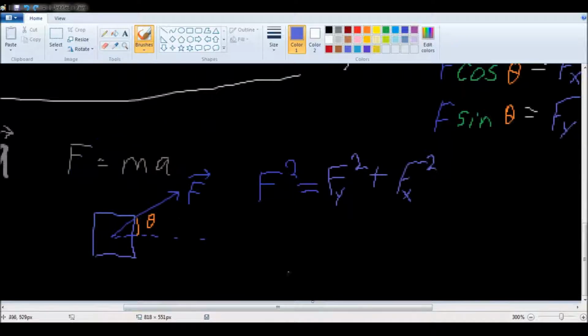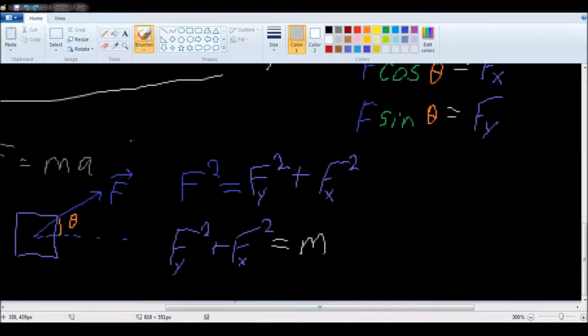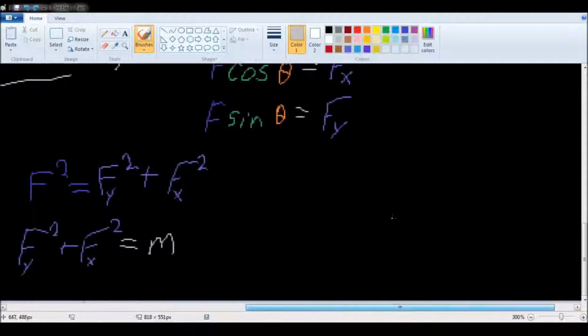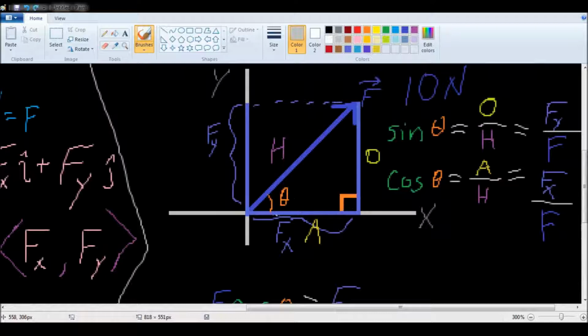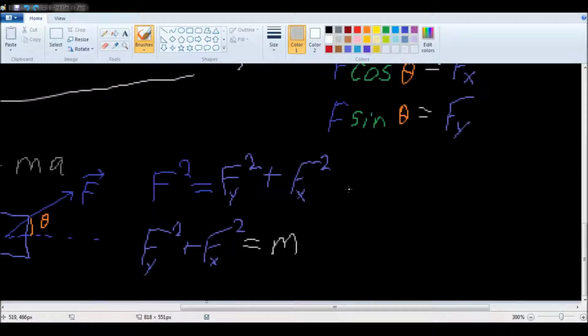So we could rewrite F equals ma as F y squared plus F of x squared equals m times, and this is where your a is also split into components, because a is a vector quantity. All you have to do is come back up here and replace these F's with a's, and you have your formula for a as well. So that's going to be times a of x squared plus a of y squared.